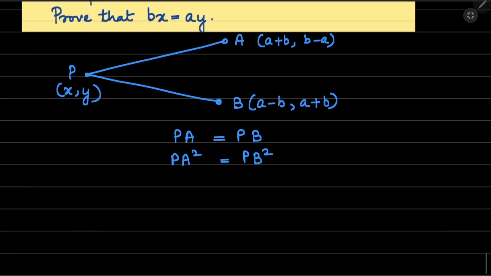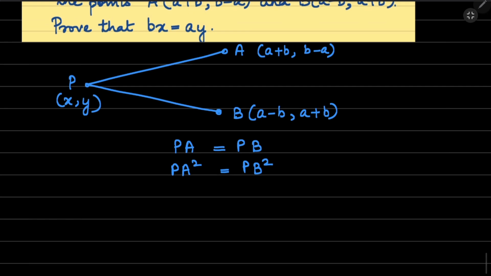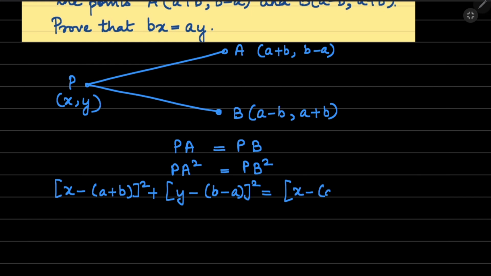Squaring it on both sides, so PA squared equals PB squared. Now let's do the same way. Since it's squared, need not put the square root. So it is the square bracket (x minus (a plus b)) the whole squared, this is your (x2 minus x1) the whole squared, plus (y2 minus y1) the whole squared, so plus again a square bracket (y minus (b minus a)) the whole squared, is equal to again (x minus (a minus b)) the whole squared plus (y minus (a plus b)) the whole squared.